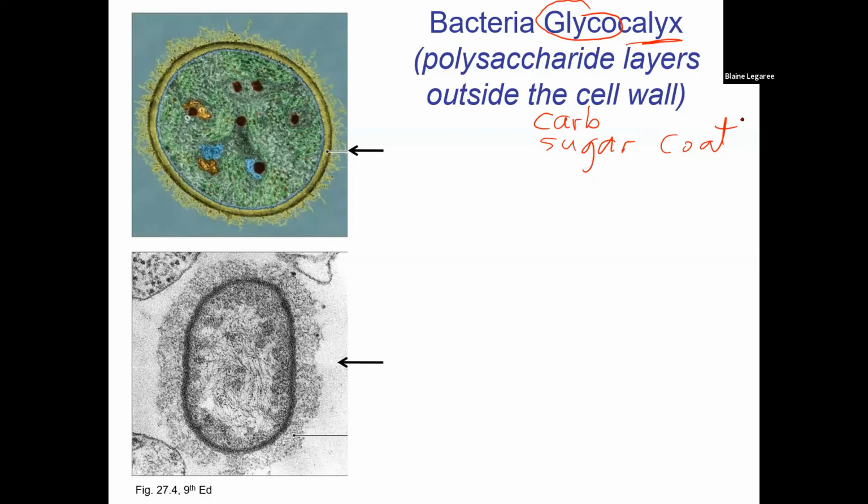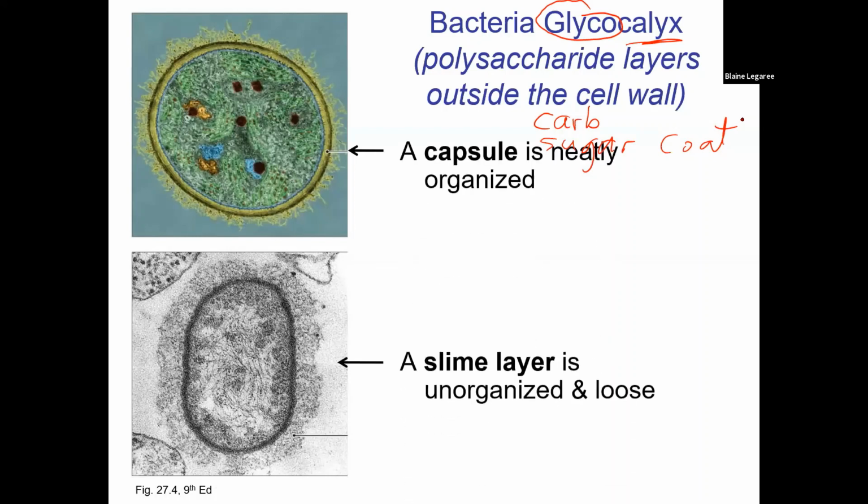So on these slides here, you can see it's representing two types, something called a capsule and something called a slime layer. Sorry, my writing is covering the slide a little bit. I didn't mean to do that. So what is a capsule and a slime layer?